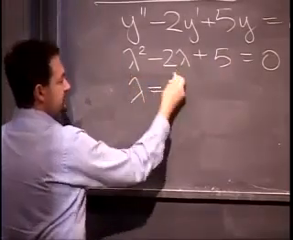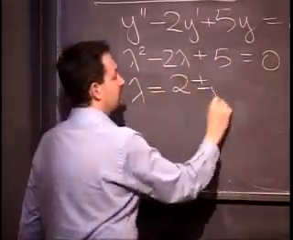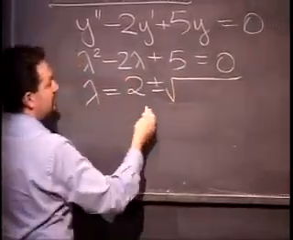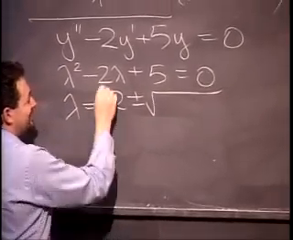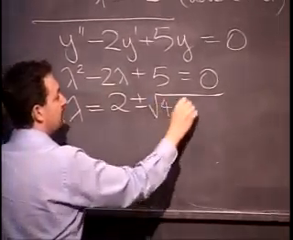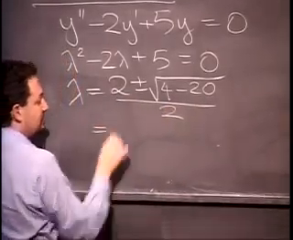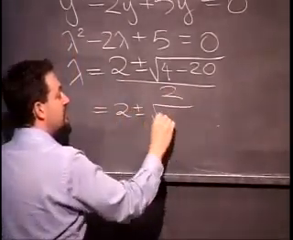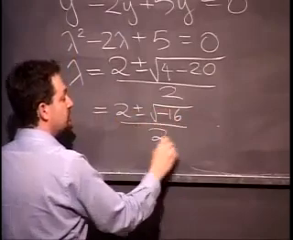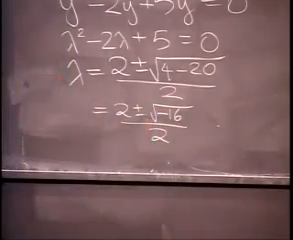Lambda is minus b, which is 2, plus or minus the square root of b^2 - 4ac. Well, what is that? That is (2 plus or minus the square root of 4 - 20) over 2, which is 2 plus or minus the square root of minus 16, over 2. What's the square root of minus 16? Yes, a question.